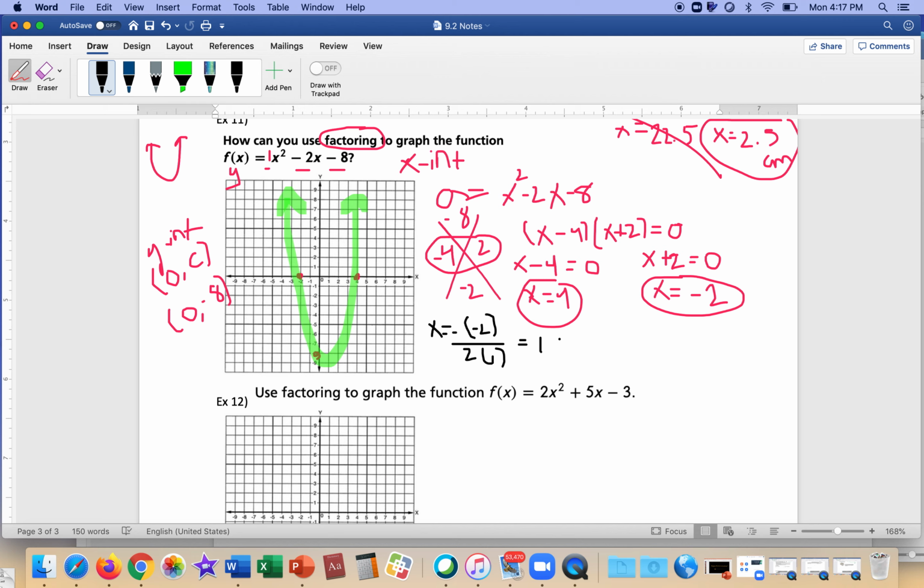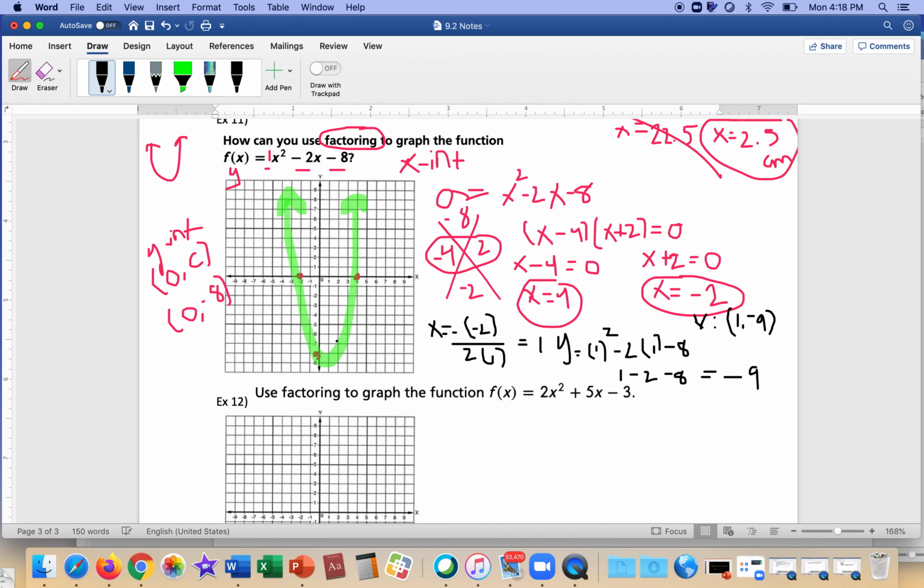And then if we plug that into our equation wherever we see x, we would get 1 squared minus 2 times 1 minus 8. So let's see, order of operations. 1 squared is 1, minus 2, minus 8. So we know 1 minus 2 is -1, minus 8 is -9. So for this problem, our vertex could be found with -b over 2a, plug that in to get y, so we have 1 comma -9 would be the vertex for this graph.